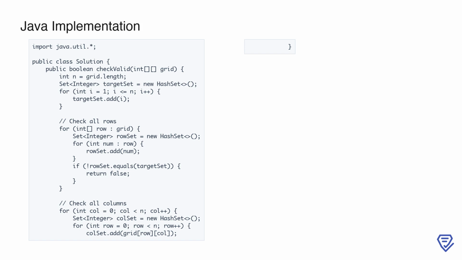First, we determine the size of the grid, n, and create a target set that holds all integers from 1 through n. This target set will be used as a reference for comparison. Next, we focus on validating all the rows.